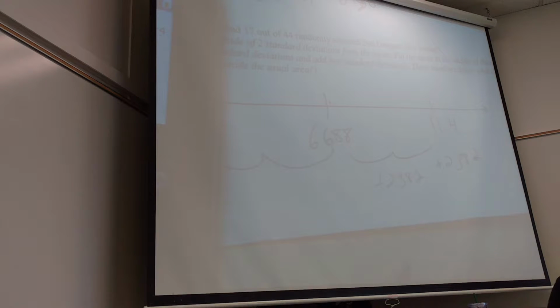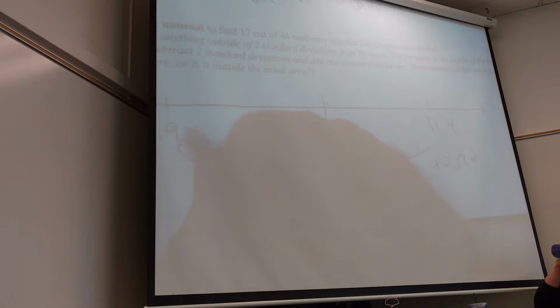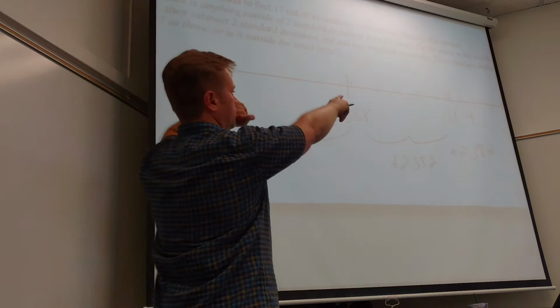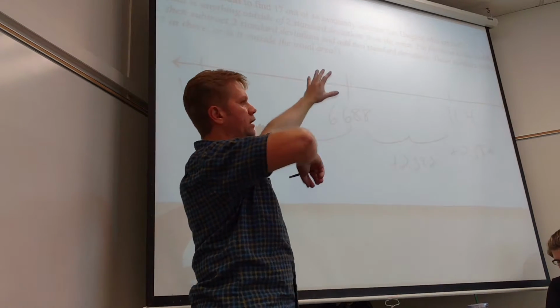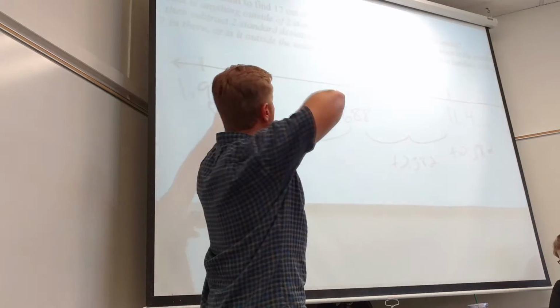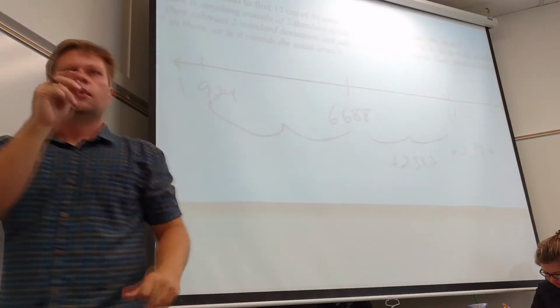6.688 minus 2 of these is 1.924. So that is what I would expect, what's usual, from about 2 to 11. If I had somewhere from 2 to 11 out of 44 San Diegans who smoked, that would be what I would expect. So if I saw 17, would that be unusual? Yes. You see this all the time.